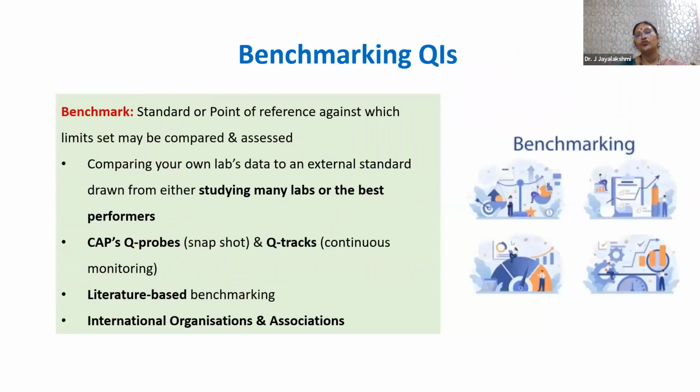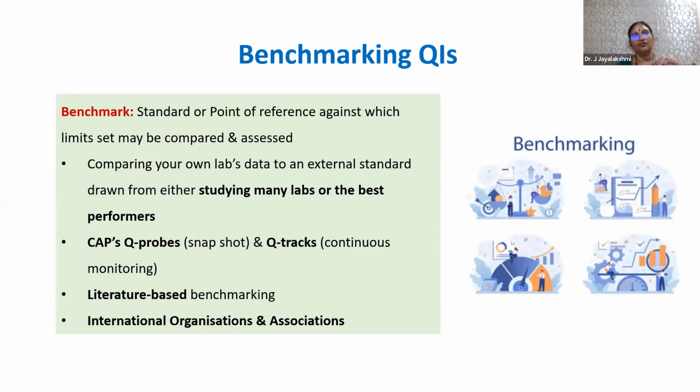Okay, so you need to have a benchmarking for your quality indicators. Now, what is this benchmark? It's a standard or a point of reference against which whatever you have set, you want to compare and assess. Okay, so your lab is having this percentage of contamination of blood cultures. You want to compare against the standard. Okay, so the ASM would say less than 3% is your acceptability for contamination rates for blood cultures.